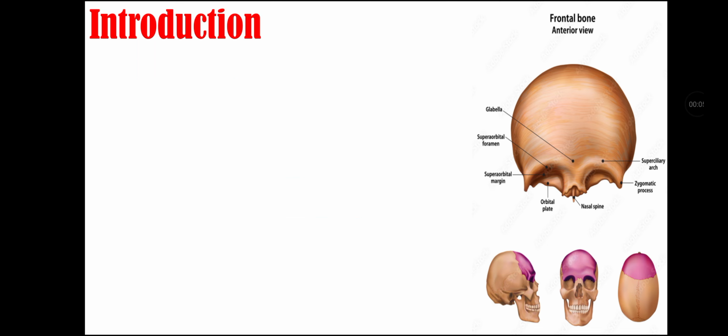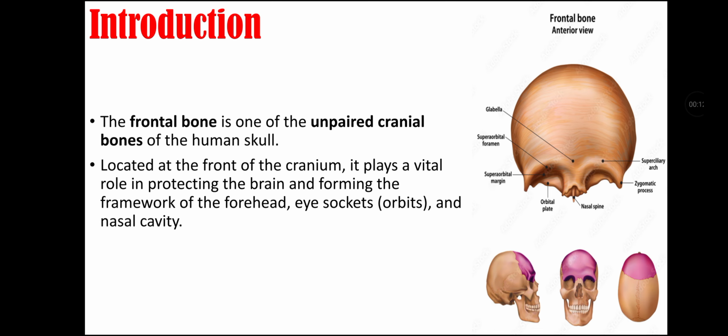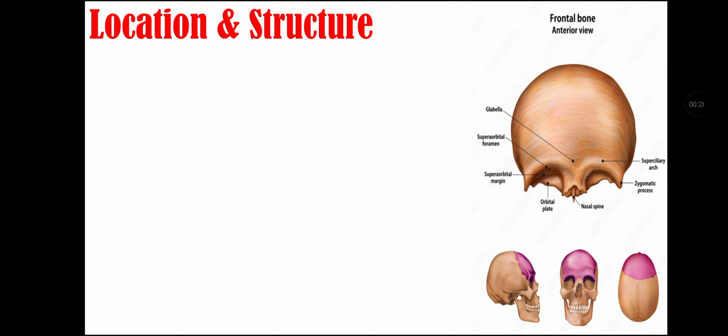So let's start our topic with introduction. Frontal bone is one of the unpaired cranial bones of human skull. It is located at the front of cranium. It plays a vital role in protecting the brain and forming the framework of the forehead, eye socket and nasal cavity. Being a single bone, it occupies a central position and articulates with several other bones of the skull.